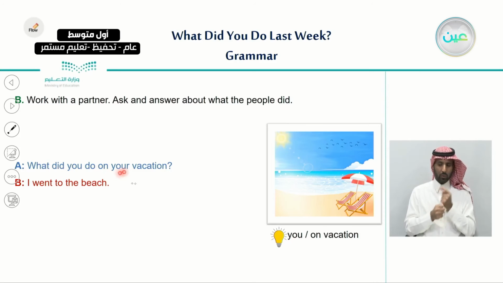What did you do on your vacation? So this is a question about something that happened in the past. And you should answer using a verb in the past. For example, I went to the beach. Now let's try to answer this.